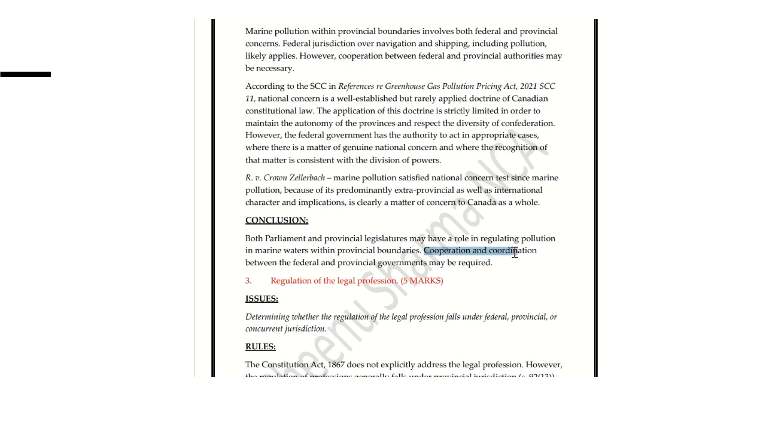So cooperation and coordination between both the governments may be required because this is a matter of national concern, but it is coming within the boundaries of a province. So there needs to be a cooperative federalism.